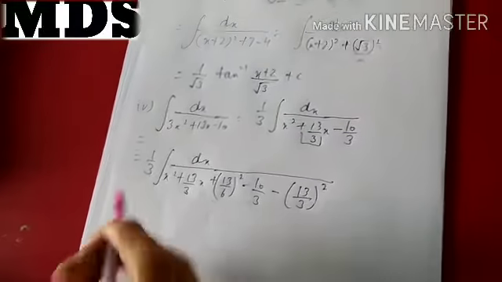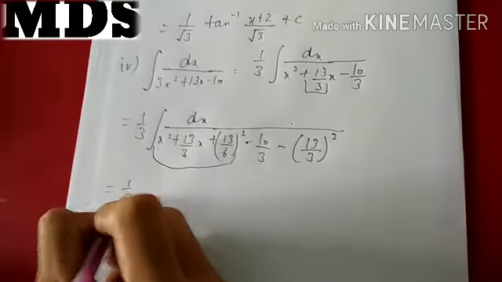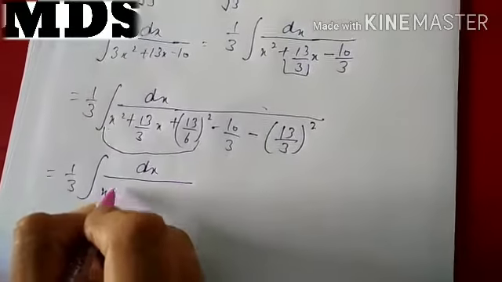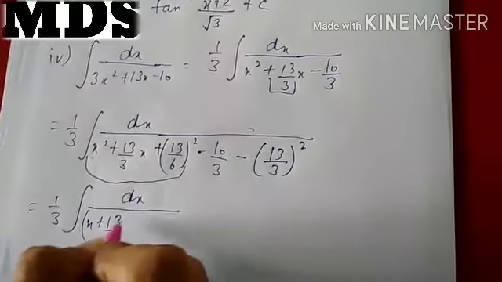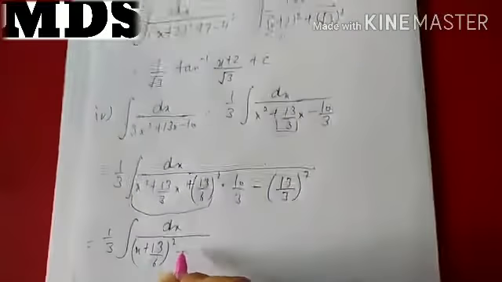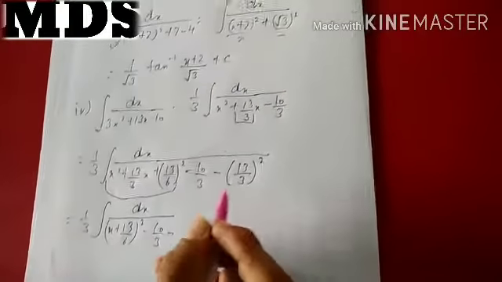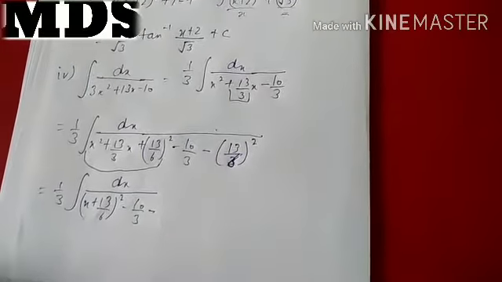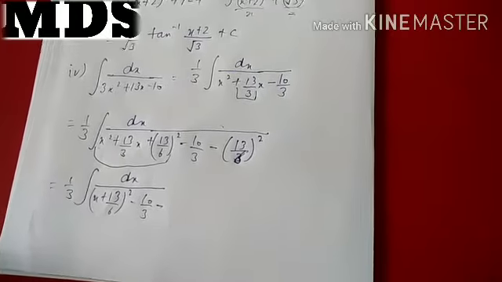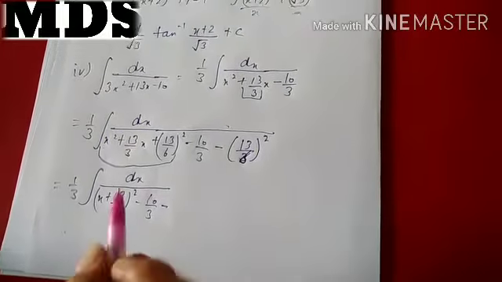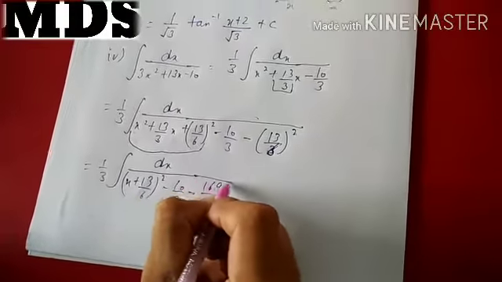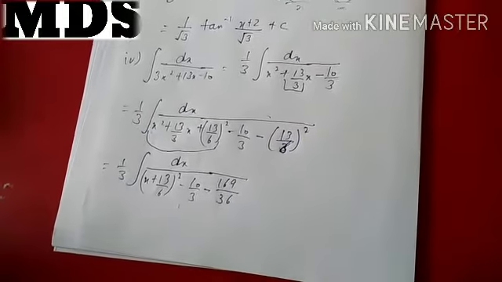Okay, so again this is making a complete square. So we will add some of these. What I will get? I will get dx by, it will be x plus 13 by 6 whole square, and this will be minus 10 by 3 and minus, sorry, here will be 6, and what we will get here, we will get 169, sorry. Okay, so we can add this.